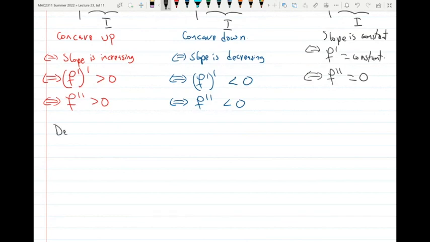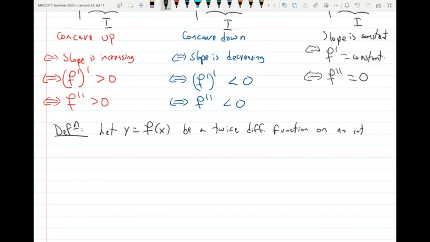All right, so let me write the definition, which is what we just did here. Definition. Let y equal f of x. Now for this, of course, we need the function to be twice differentiable at least. You have to be able to take the derivative twice. Be a twice differentiable function on an interval I. That means that inside this interval, the first derivative exists and the second derivative also exists at every single point.